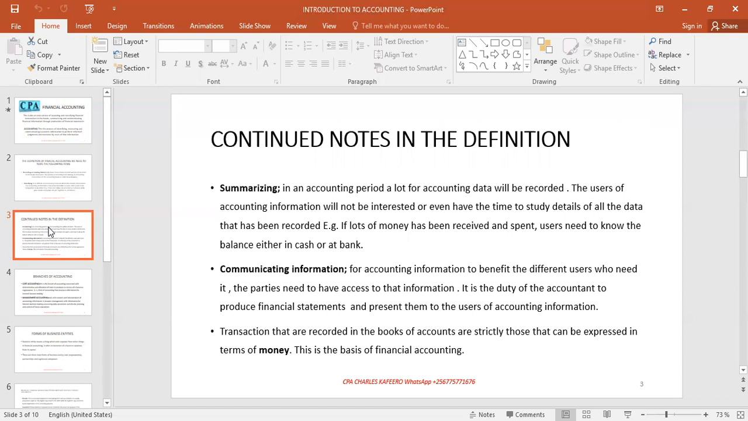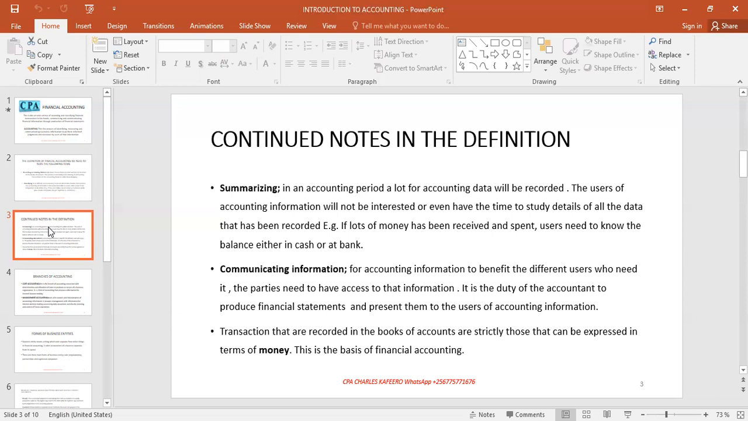Then the other thing is communicating information. For accounting information to benefit the different users who need it, the parties need to have access to that information. It is the duty of an accountant to produce financial statements and present them to the users of accounting information.